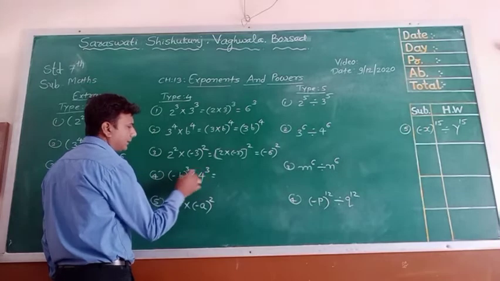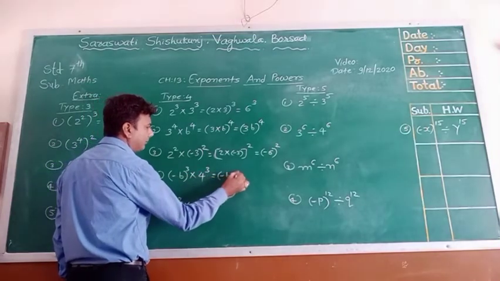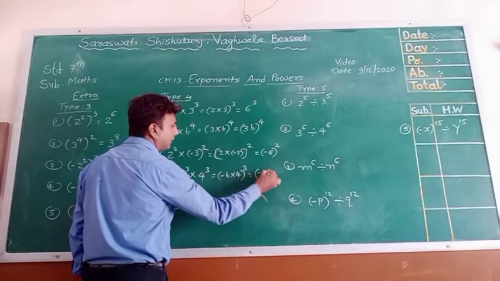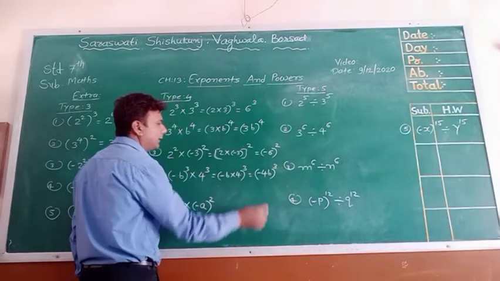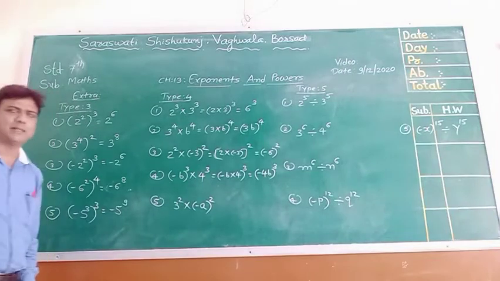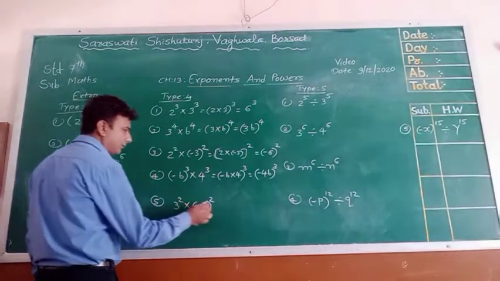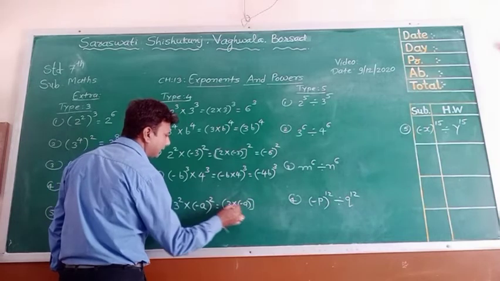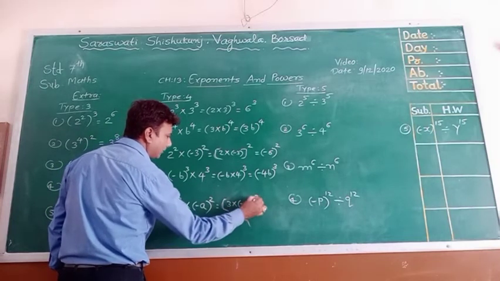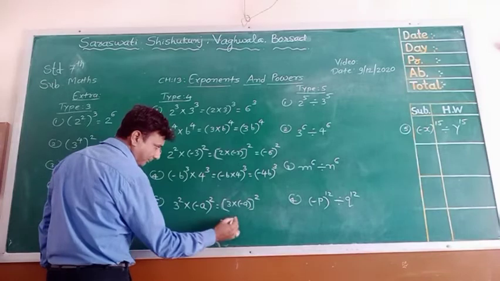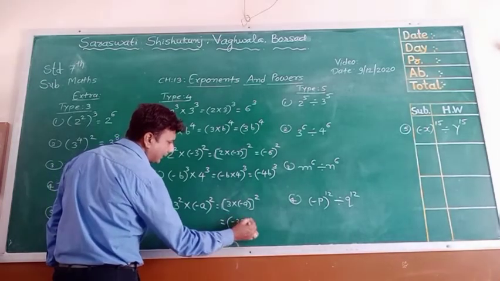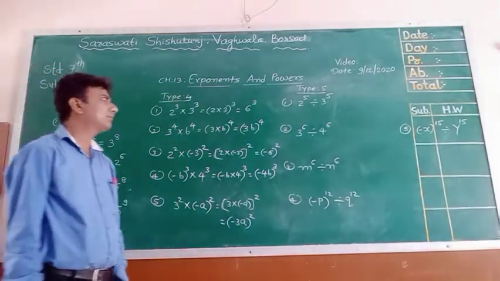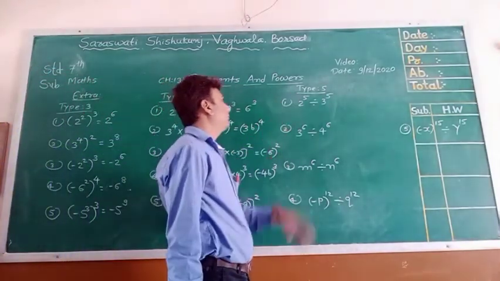Here 3 is a common power, so minus 3 multiplied by 4 raised to 3, minus 4b raised to the minus power. That time we have to write in brackets below. See, here 3 multiplied by minus 3 raised to 2, common power, minus 3a raised to 2. Is this clear? Now rule number 5.